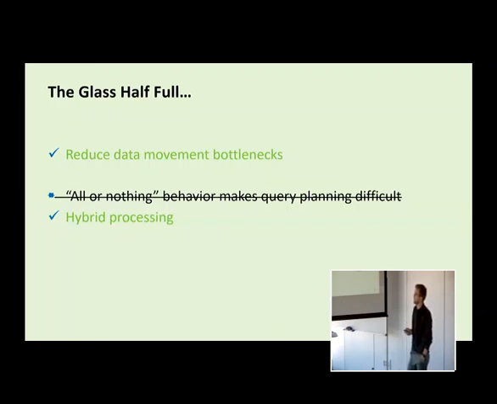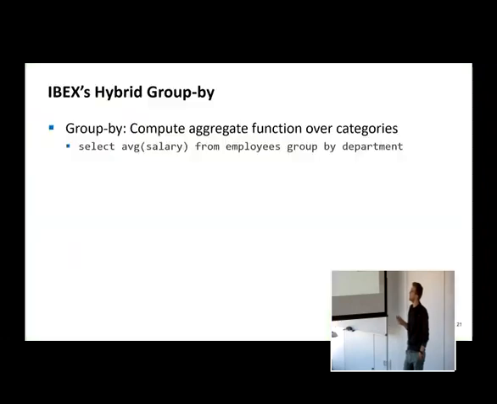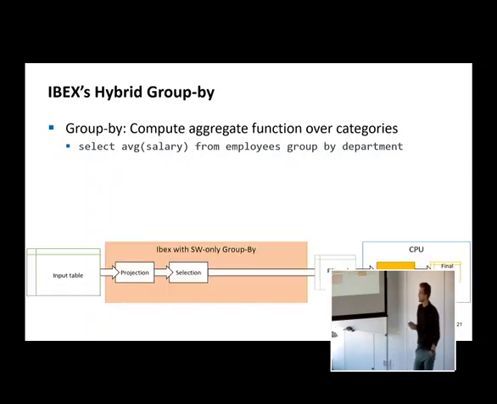So, which brings us to the second point, which is the all or nothing behavior, and how do we deal with this? An idea that both us in our work and other people have been exploring is this idea of hybrid processing. And I will give you an example with IBEX of how this works in our case. So imagine you want to compute the following aggregate function. You want to compute the average salary of each department in your company, okay?